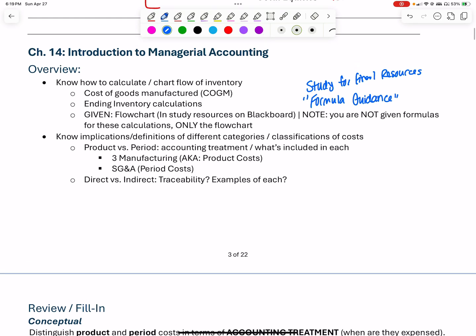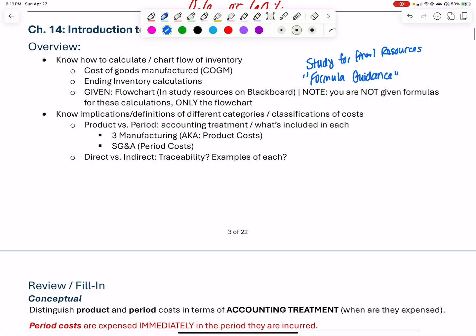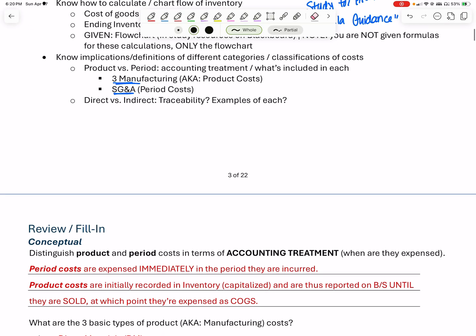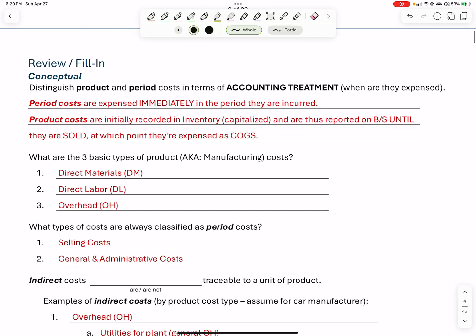Okay, you also want to know what the implications or definitions are for certain categories or classifications of cost, things like product versus period, specifically the accounting treatment. Know what three costs are manufacturing or product costs, what costs are period costs in general. Understand what direct and indirect means with respect to how traceable a cost is and know how to identify examples of each of those. So let's just start here.